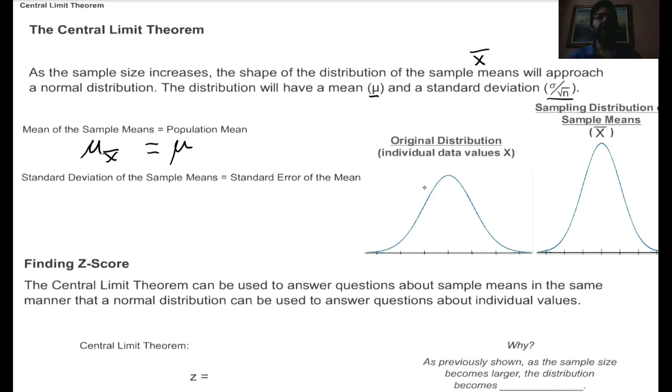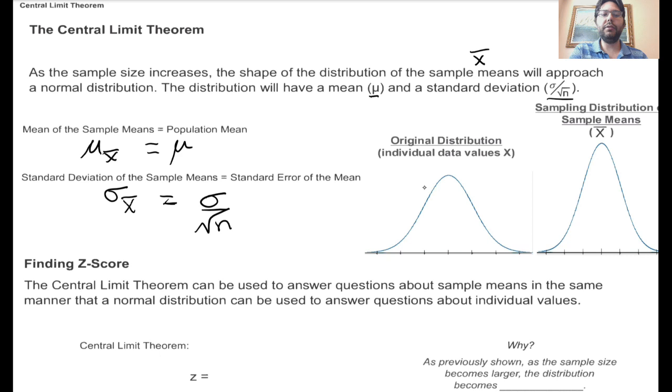Now, the standard deviation of the sample means is simple. That's sigma x bar, the standard deviation of sample means, and it equals the original standard deviation divided by the square root of n. So the original distribution will have a standard deviation of sigma, but the distribution of the x bars will have a standard deviation of sigma divided by square root of n. And that's represented over here. Let's just say the original distribution was normal. Again, the original distribution does not have to be normal.